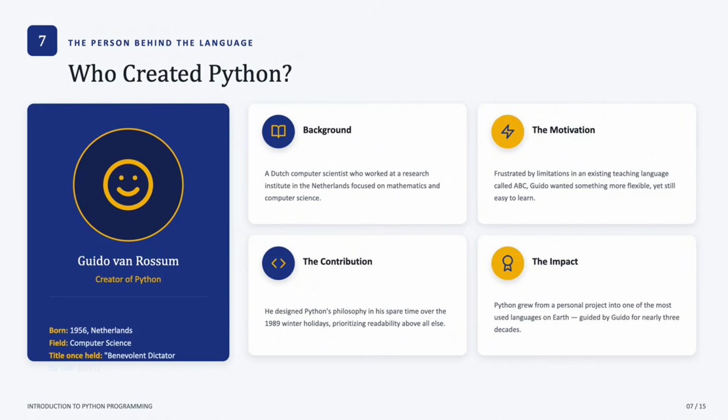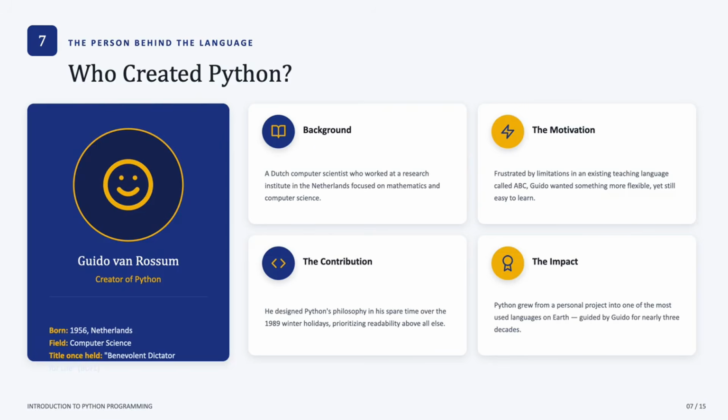While working with ABC, Guido noticed something important. Programming languages at that time were becoming powerful, but they weren't becoming easier. Many languages expected programmers to remember complicated syntax, too many symbols, too many rules, too much unnecessary complexity. Imagine learning to drive a car where every button had a different hidden function. Would learning be enjoyable? Probably not. That's exactly how many programming languages felt.